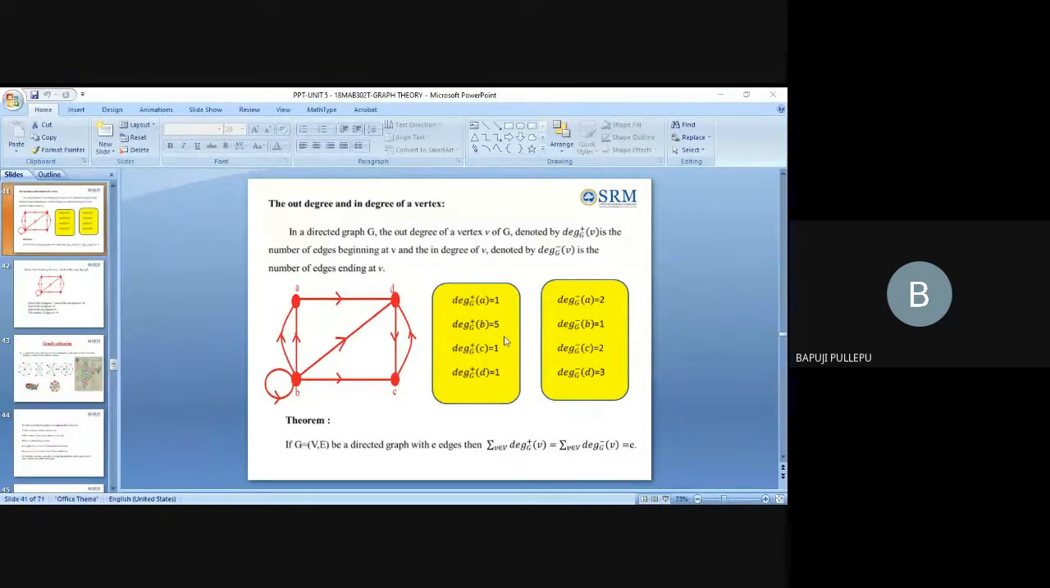For example, 1, 5, 6, 7 and 2, 3, 5, 8. So both in and out degrees will be equal. Sigma of all in-degrees of vertices equals the sigma of all out-degrees. 1 plus 5 is 6, 6 plus 1 is 7, 7 plus 1 is 8. 2 plus 1 is 3, 3 plus 2 is 5, 5 plus 3 is 8. Then both are equal. This is one remark you can remember.